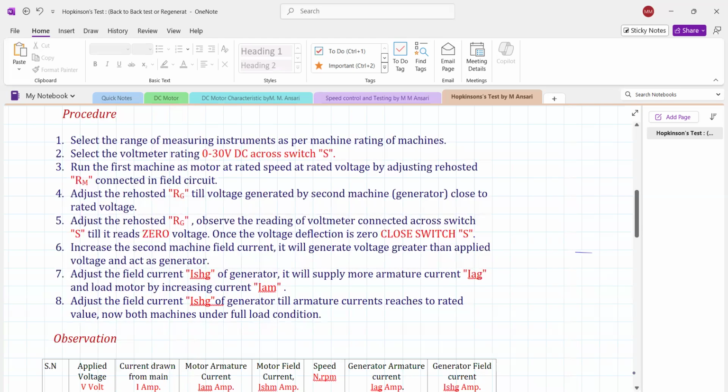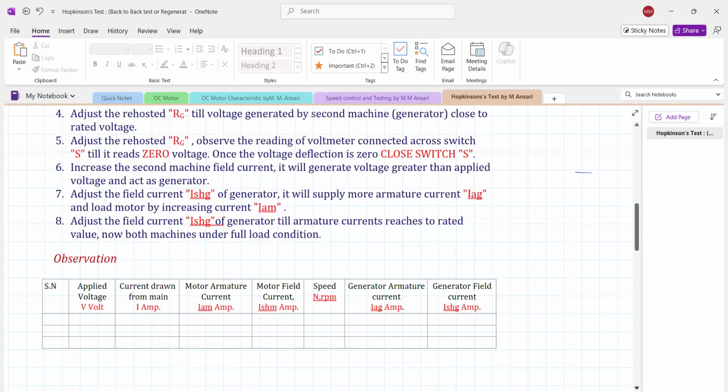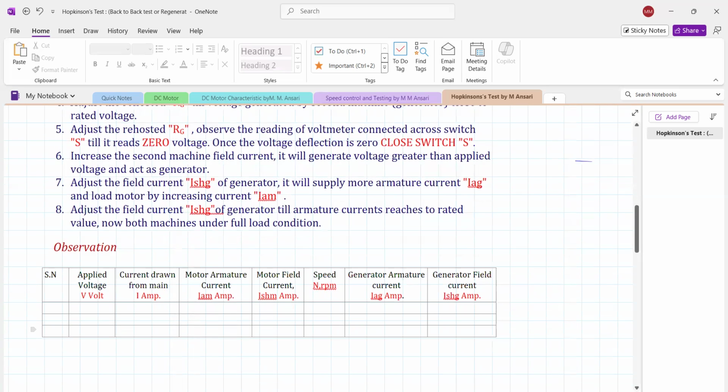You load the motor, you increase the excitation of the generator. It will inject more current on the motor side, and so on. So this is the supply voltage. This is the current drawn from the supply. It is the generator current, sorry, it is the motor armature current. It is the motor field current, the speed of the generator-motor set, the generator armature current IAG, and the generator field current.